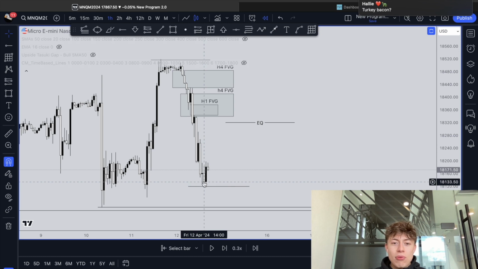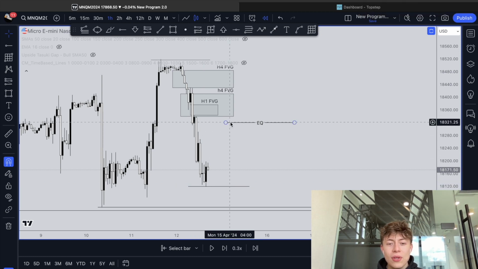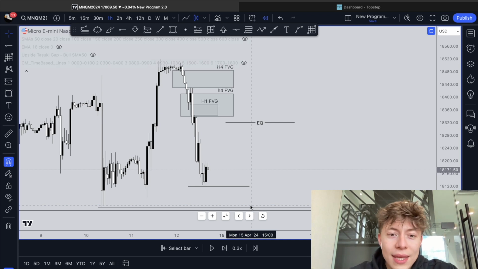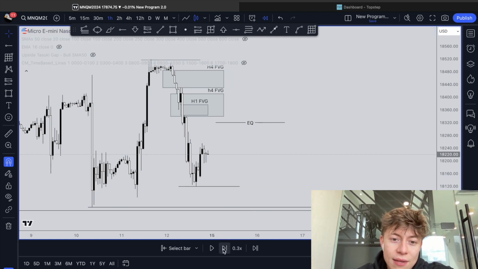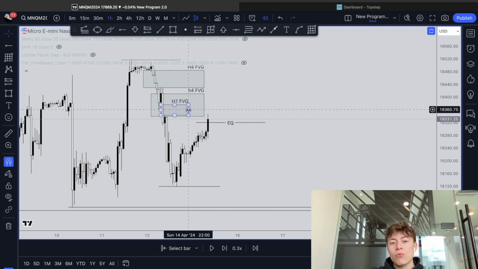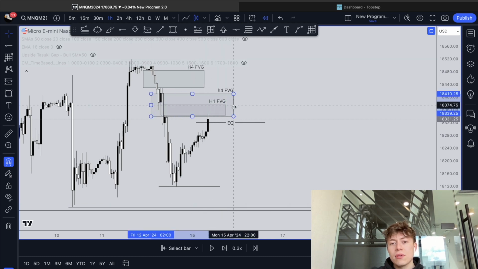So if price is pulling up into here, we want to take the trade in here to push to our draw on liquidity, okay? So let's wait until price reaches that level. So price has reached into its equilibrium level, and we've also reached into all our fair value gaps, okay?